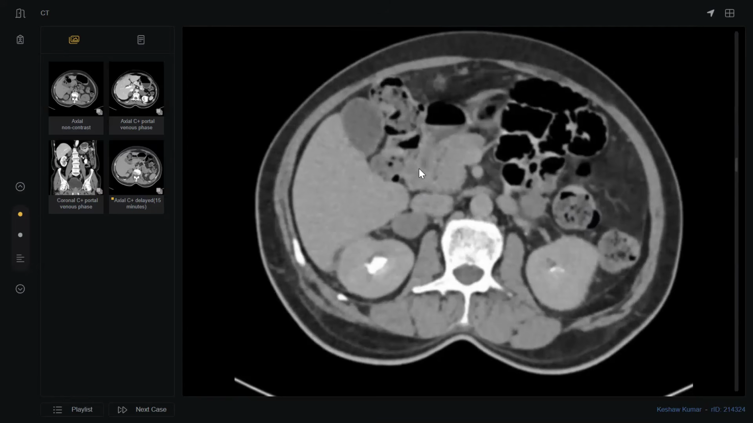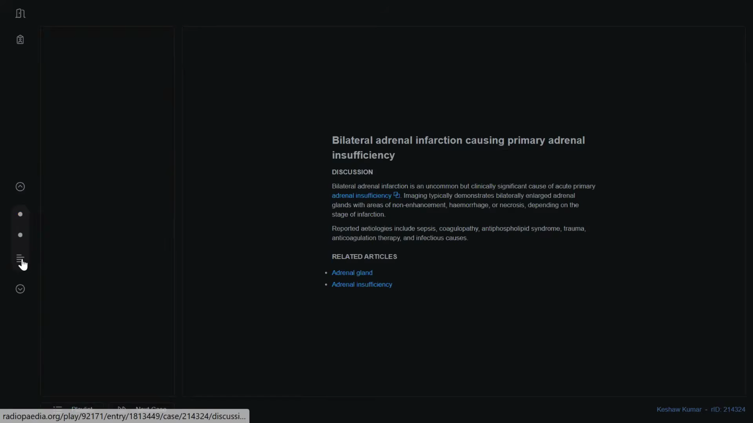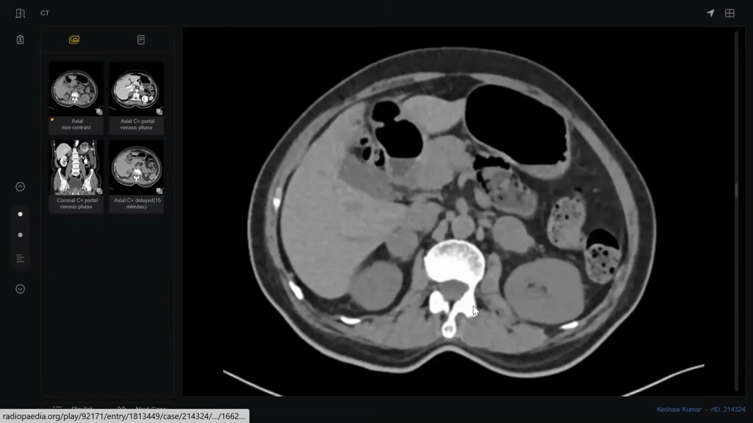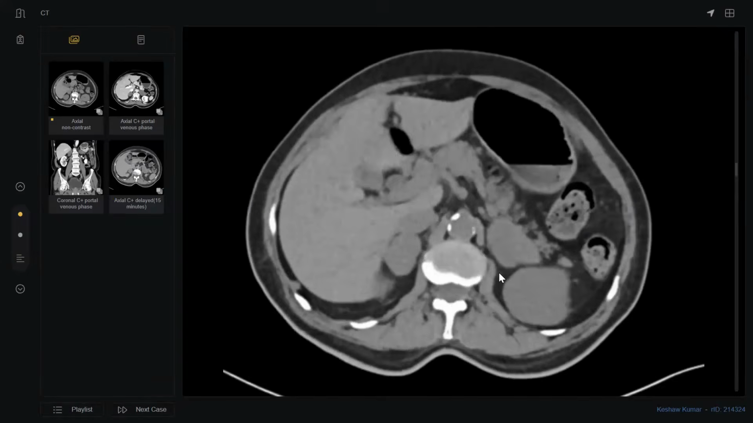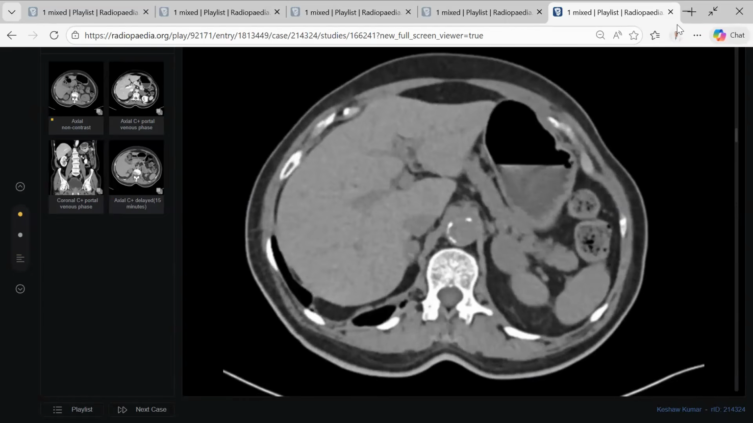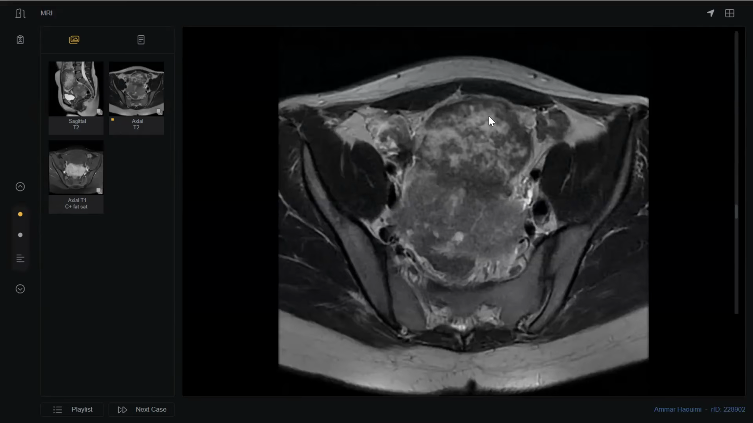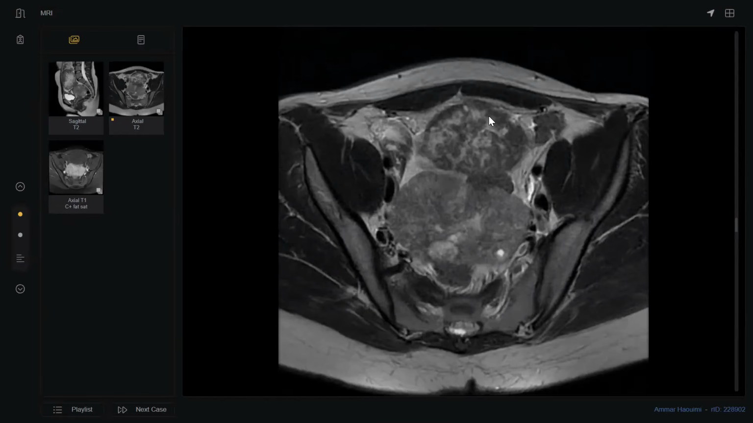Doctor, it is hypovascularity of both adrenals. Okay, acceptable. Or it is infarction. Okay, very nice. Why is it enlarged? Because the infarction causes cytotoxic edema and swelling. Okay, thank you so much. Next candidate.